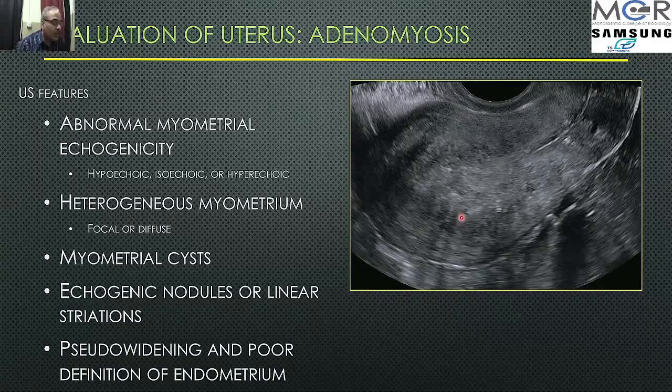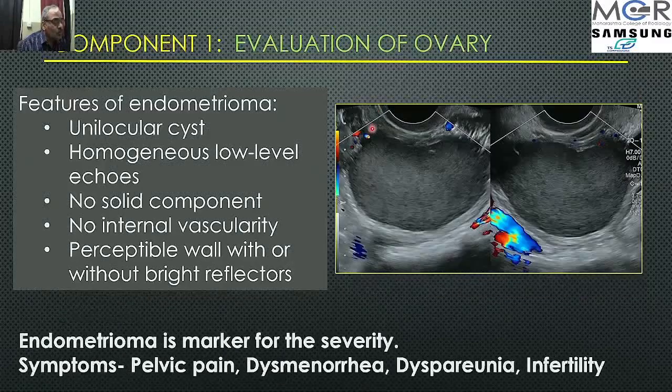hyperechoic. It can be a heterogeneous myometrium. The heterogeneity, as seen in this case, could be focal or diffuse. There can be myometrial cysts, as we have seen in the slide earlier, and if there are echogenic nodules or linear striations, then those are also reported. The pseudo widening and poor definition of the endometrium we have just seen.